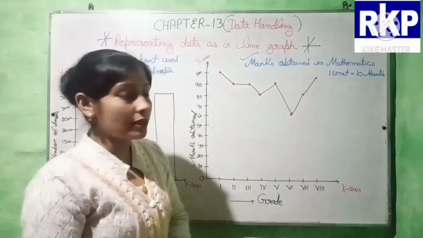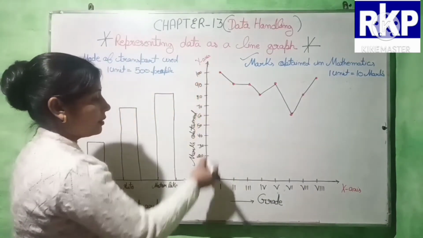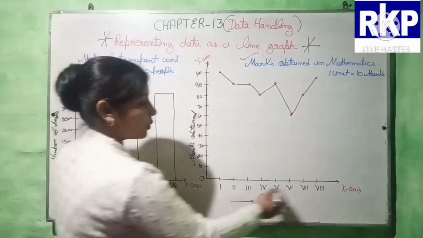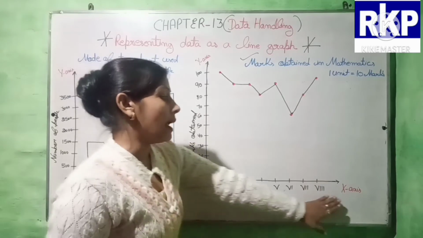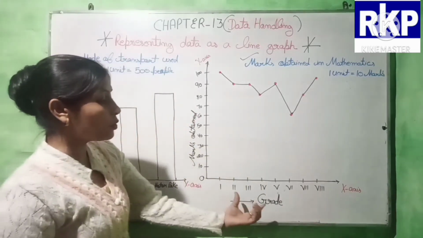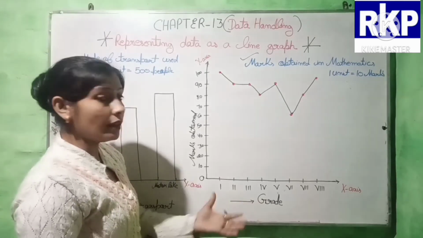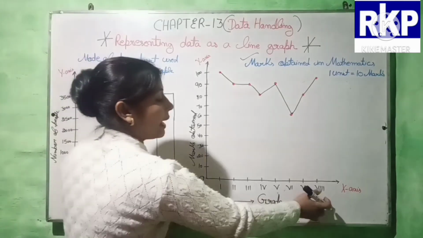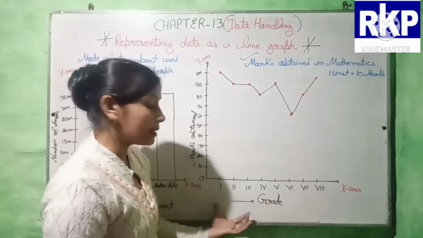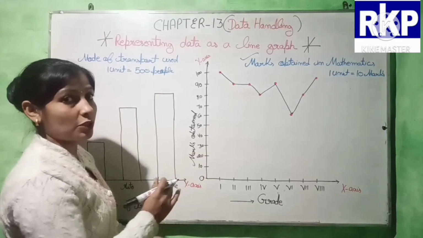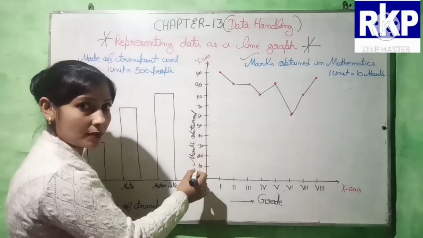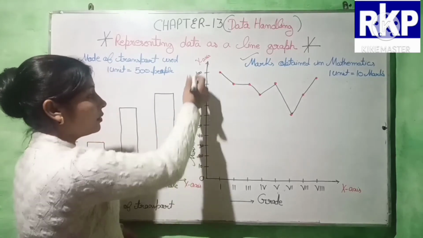And where is the y-axis? Yes, here. This vertical line is called the y-axis and this horizontal line is called the x-axis. And the third most important thing is the label on the x-axis, that what we have taken on the x-axis, and the fourth important thing is the label on the y-axis, that what we have taken on the y-axis.